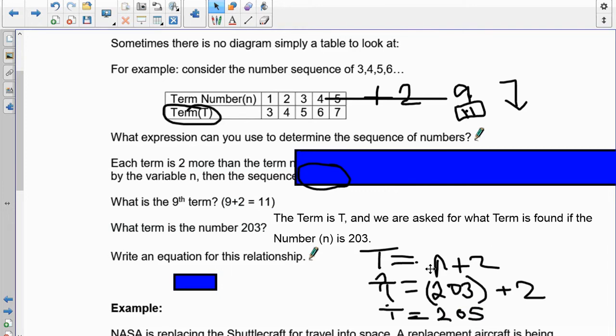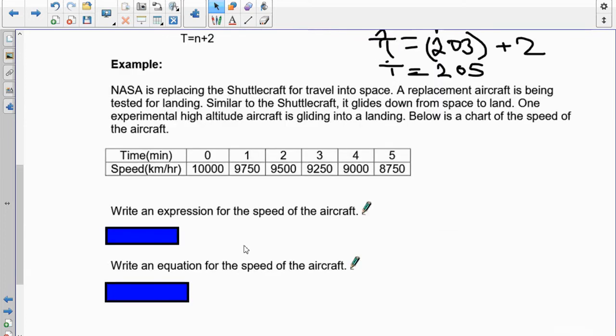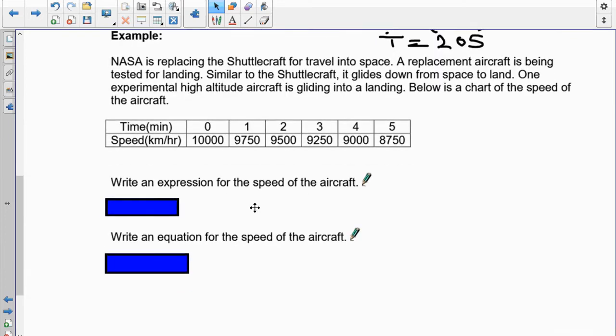So if I want to write an equation for this, I've already given you the t and the n plus 2 here. So this is your t is equal to n plus 2. This is the equation. Remember, an equation has 2 sides, a left and a right side. They have to balance with an equal sign. All right, so let's take a look at our next example.